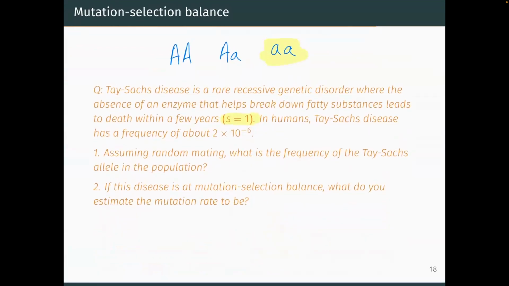Okay, and we're told in humans, Tay-Sachs disease has a frequency of about 2 × 10⁻⁶. First part, we're asked, assuming random mating, what is the frequency of the Tay-Sachs allele in the population? So what is the frequency of this little a allele based on the frequency of the disease? So this random mating thing here, why do we care about the random mating? Why have I said that in the question?